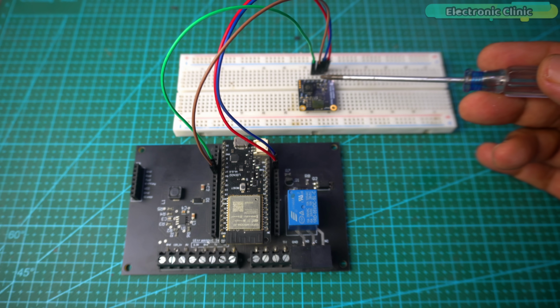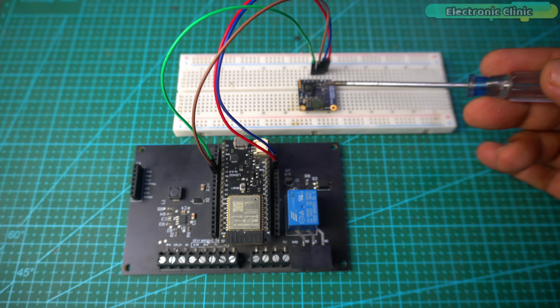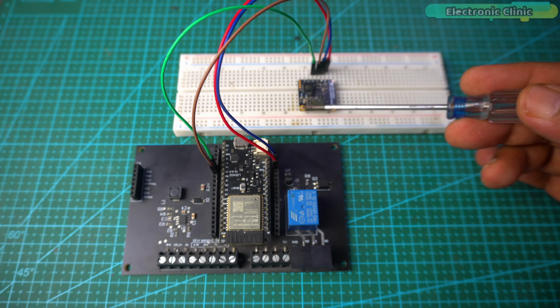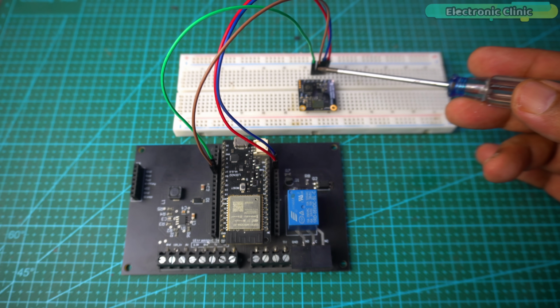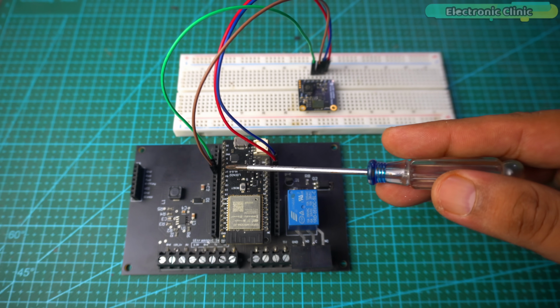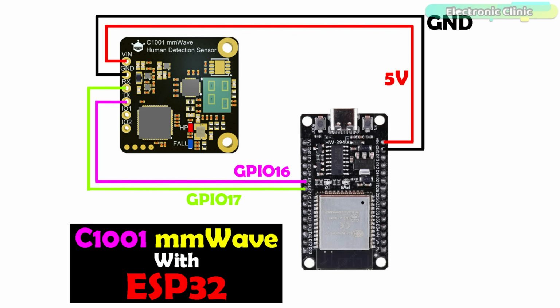Anyway, interfacing the sensor is very simple. You need to connect the VIN and ground pins of the C1001 mmWave human detection sensor to the 5-volt and ground pins of the ESP32. Then connect its RX and TX pins to the ESP32's GPIO pins 17 and 16. For the connections, you can follow this circuit diagram.